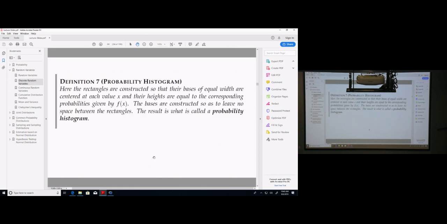So this is what we call a probability histogram. The rectangles are constructed so that the bases of equal width are centered at equal values of x, and their heights are equal to the corresponding probabilities given by this. So that is the thing here. The bases are constructed so as to leave no space between the rectangles. The result is what we call a probability histogram. So I guess this definition is just making something very clear that is already clear enough, all right?